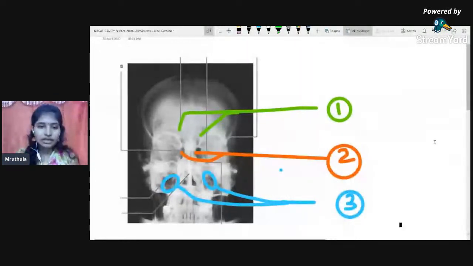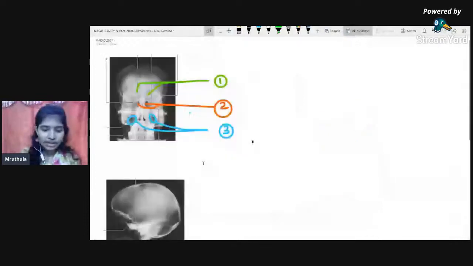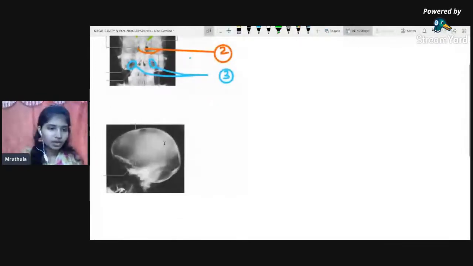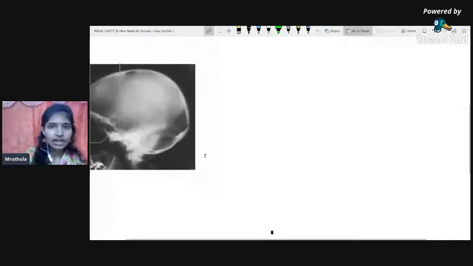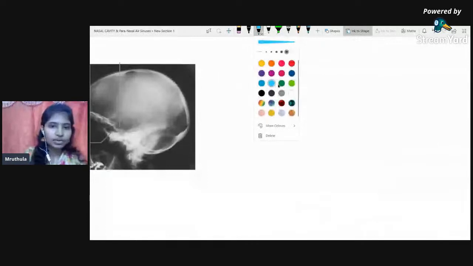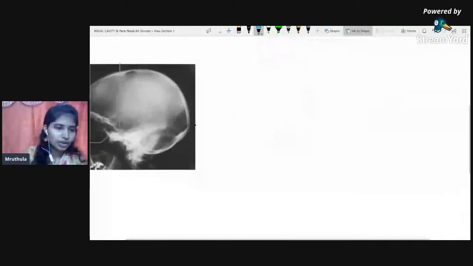Now this is an AP view. We have left one sinus alone, so that can be appreciated only in a lateral view of the skull. Lateral X-ray. So how do you actually express an X-ray? Now mark this part. What is this? This is the fourth sinus.